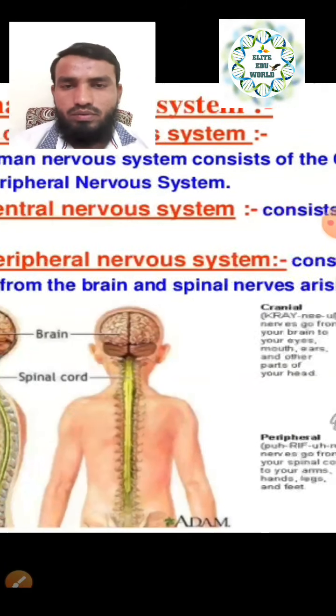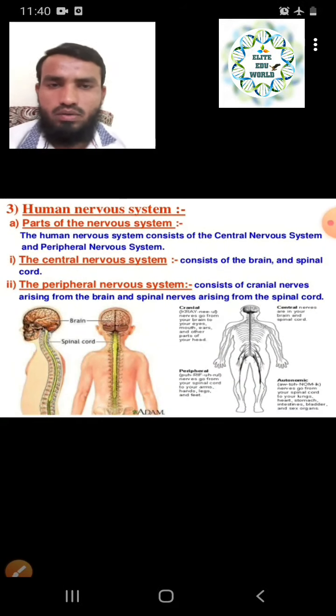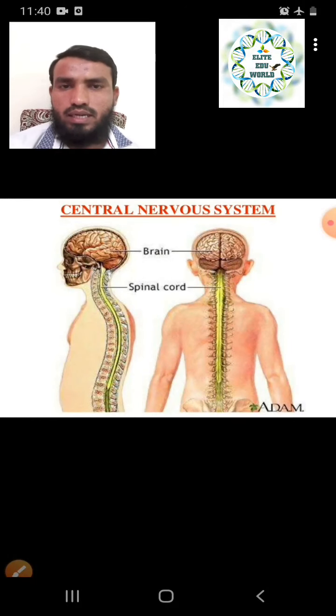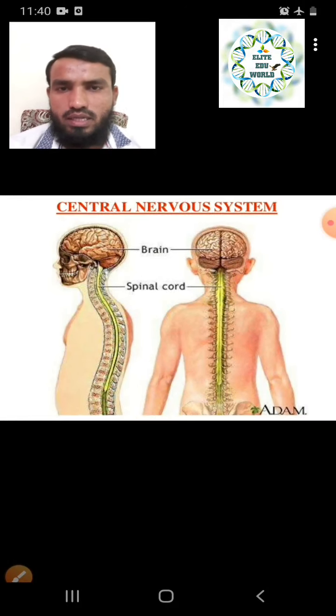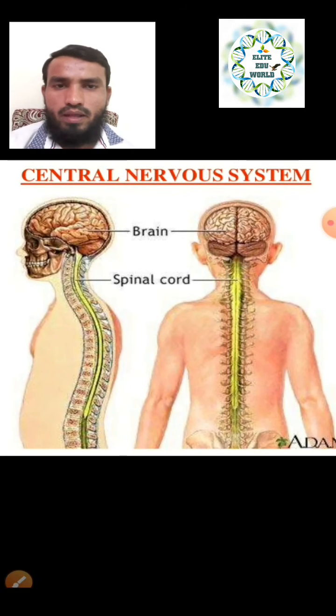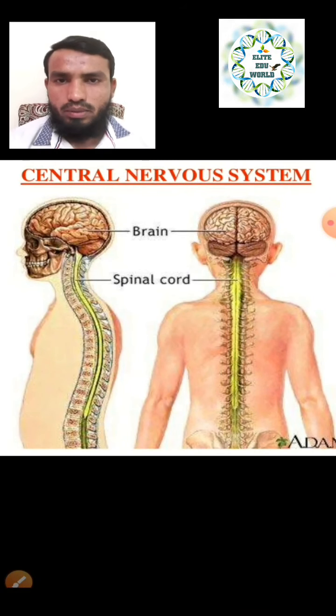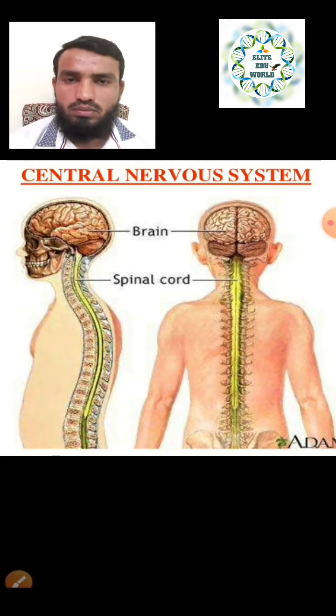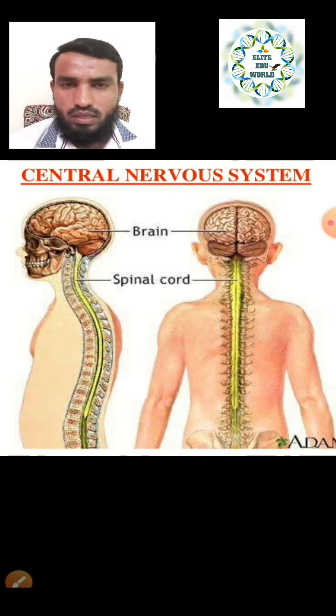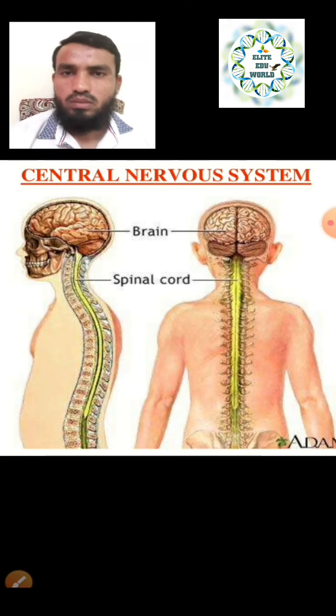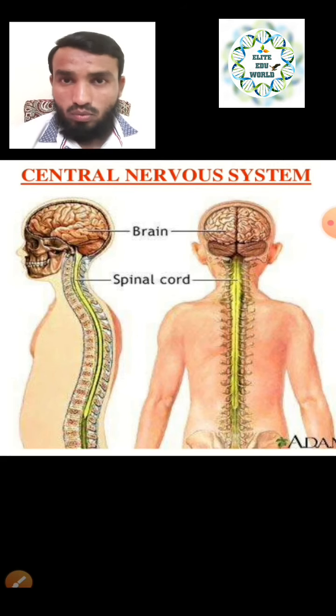Now we will see these two diagrams in our next slide. Number one, this is the central nervous system, in short the CNS. What two points do you have to keep in mind? The organs included in the central nervous system are the brain and spinal cord. Everyone knows the brain is present in our cranial cavity. It is the organ responsible for thinking and controlling the whole body, a very, very important organ.